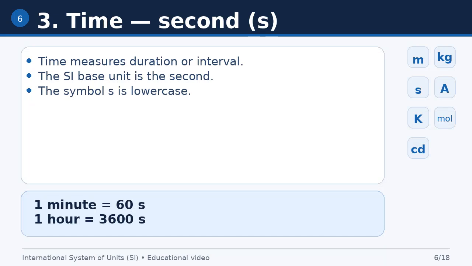A third base quantity is time. Its SI base unit is the second, written with the lowercase symbol s. Time describes the duration of an event, or the interval between 2 events. In SI calculations, minutes and hours should usually be converted into seconds. 1 minute is 60 seconds, and 1 hour is 3600 seconds.